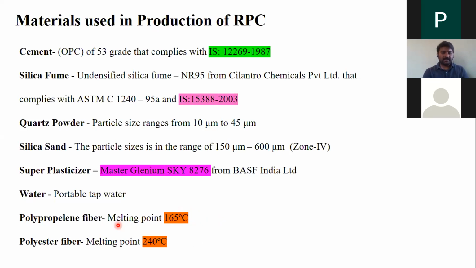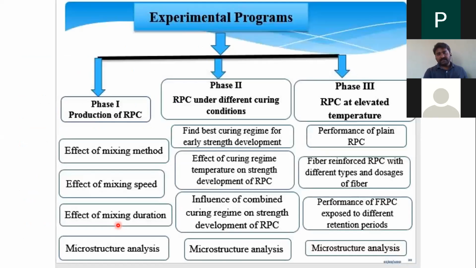The next part: there are three experimental programs that we have done. In the first phase, it is about the production. Second phase, it is curing conditions. Which curing condition will give me the highest strength, that we have explored. And third is RPC at elevated temperature. The phase 3 part I'm not involving here, we are not discussing it because of time constraint. So we will be concentrating on phase 1 and phase 2.